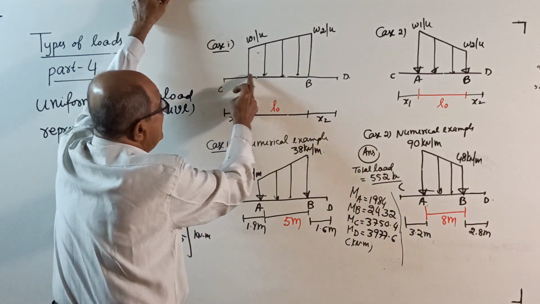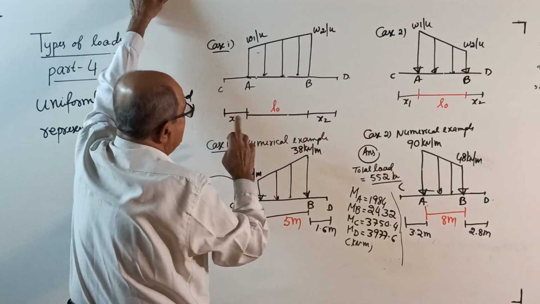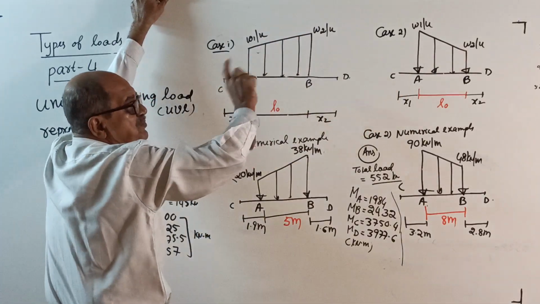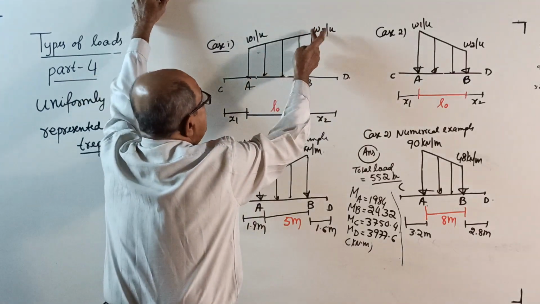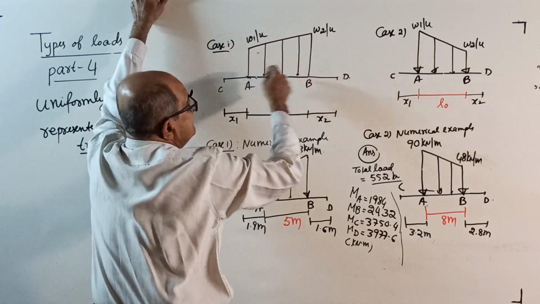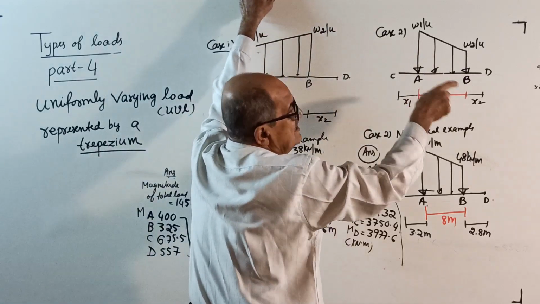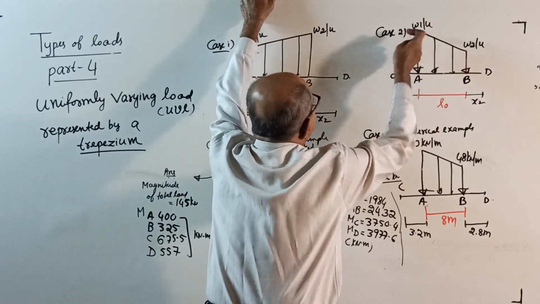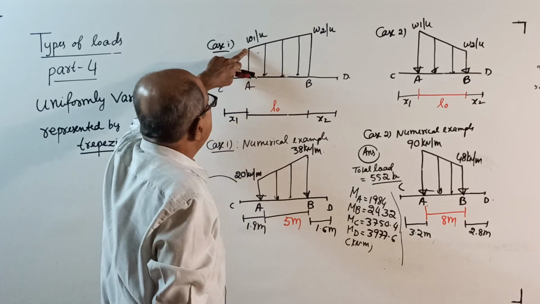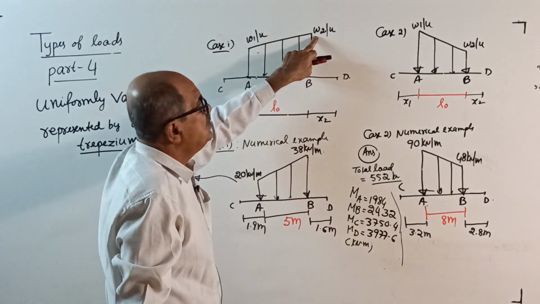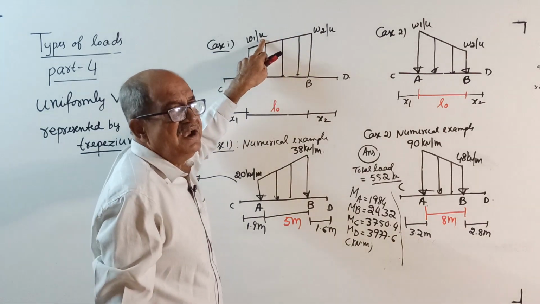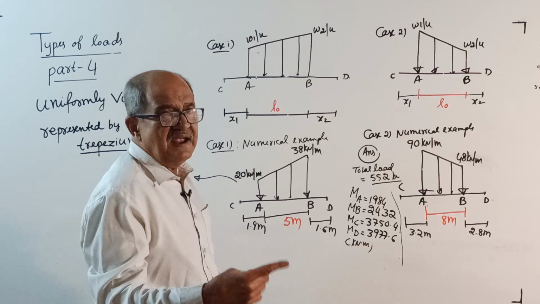Load starts from A to B. There also A to B. Now, it linearly increases from left to right, or from right to left it linearly decreases. Here, left to right it linearly decreases, right to left it linearly increases. Here, W1 per unit length, W2 per unit length. There is no space to write. Usually I never write U. I write per unit length. That I will write next time.